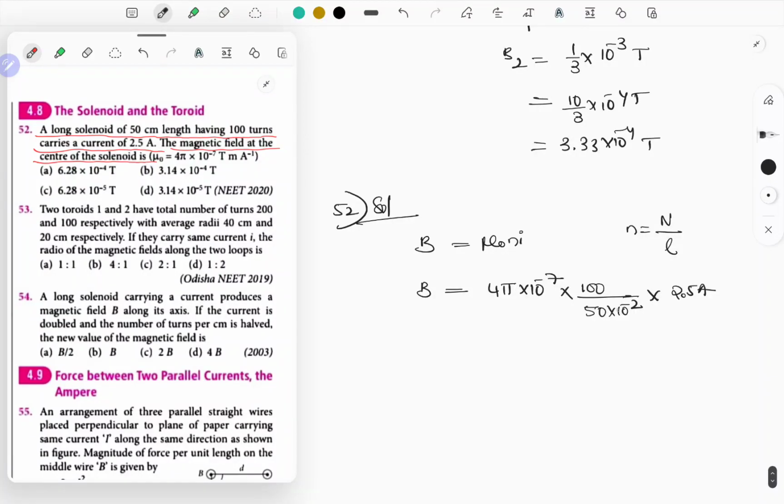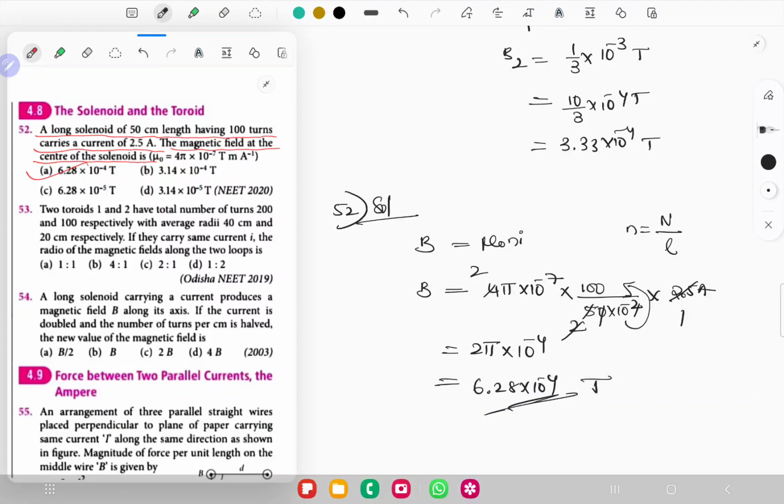So we can convert this. The 10 will get cancelled. Remaining goes to numerator. It's going to be 10 power plus 1. So 1000. So 2.5 into 2... 2 will get cancelled. 2 pi into 10 power minus 4 will be there. 2 pi is nothing but 6.28 into 10 power minus 4 Tesla. Option A is the correct answer.